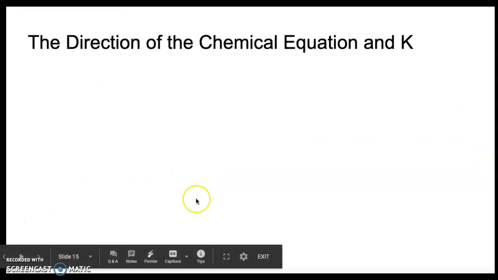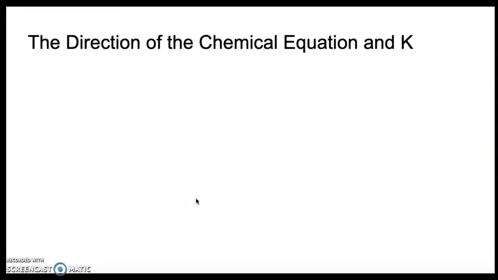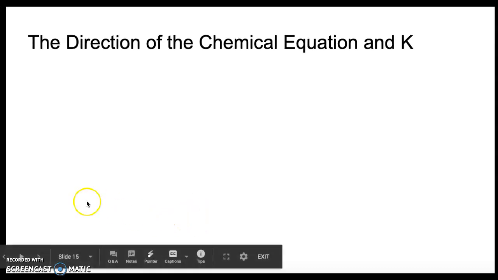All right, now I want to talk about the equilibrium constant and what happens if we manipulate our chemical equation. What happens if we change the direction of the chemical equation, and what happens to K when we do that?